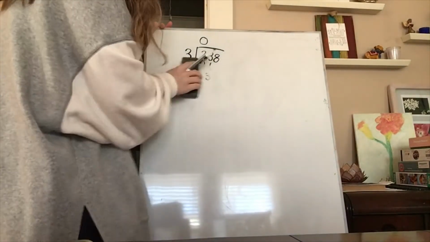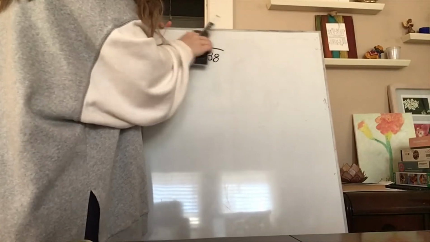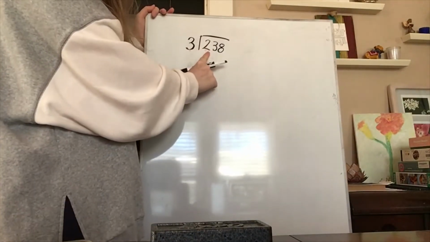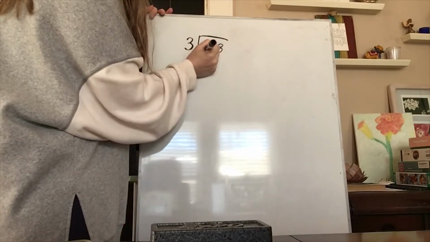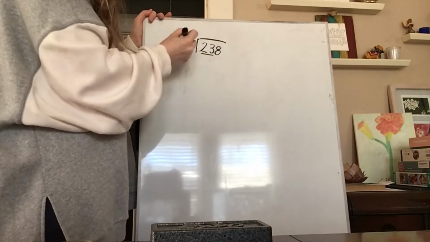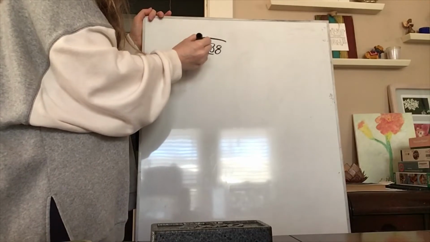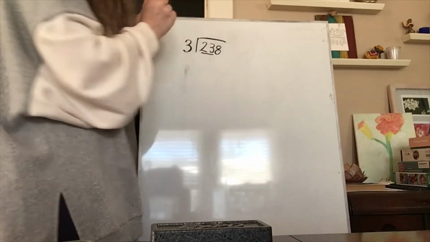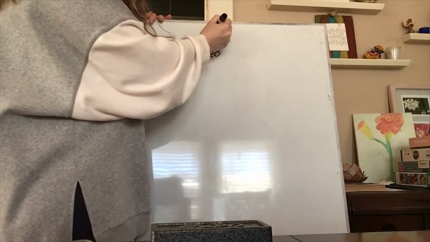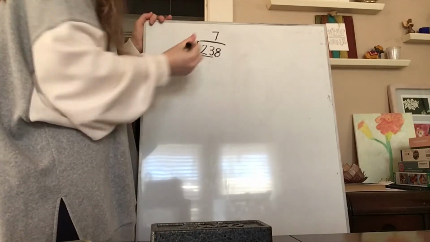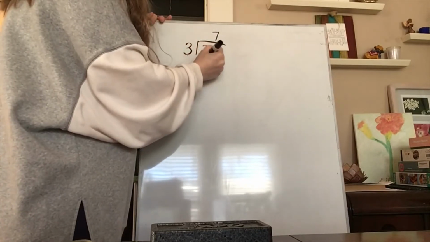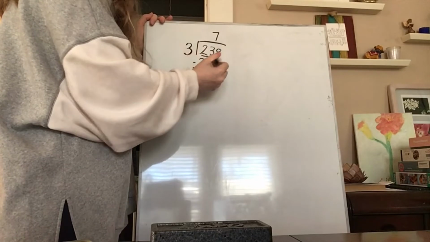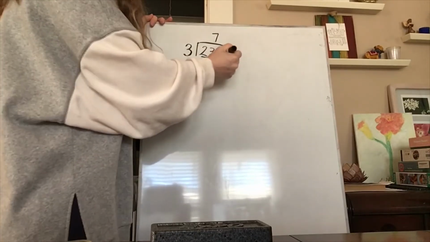But then we learned we don't have to do all that. All we do is if the divisor can't go into the first digit, then we just move one digit over, and instead of seeing how many times 3 can go into 2, now we're seeing how many times 3 can go into 23. We skip that 0. Well, 3 goes into 23 7 times. 7 times 3 is 21. 23 minus 21 is 2.